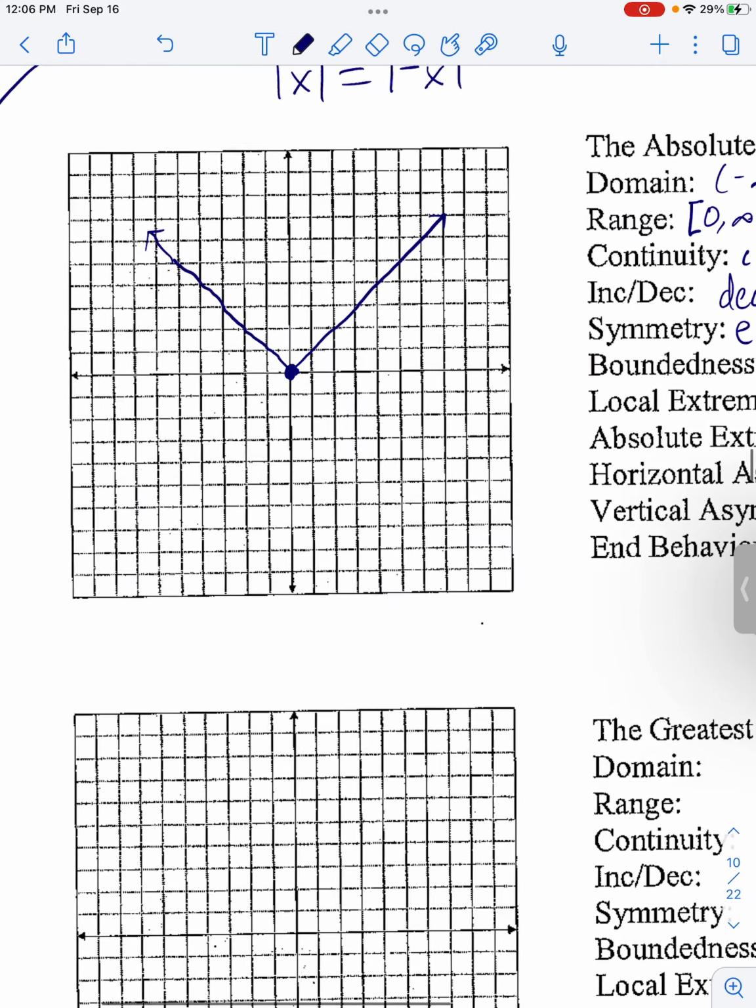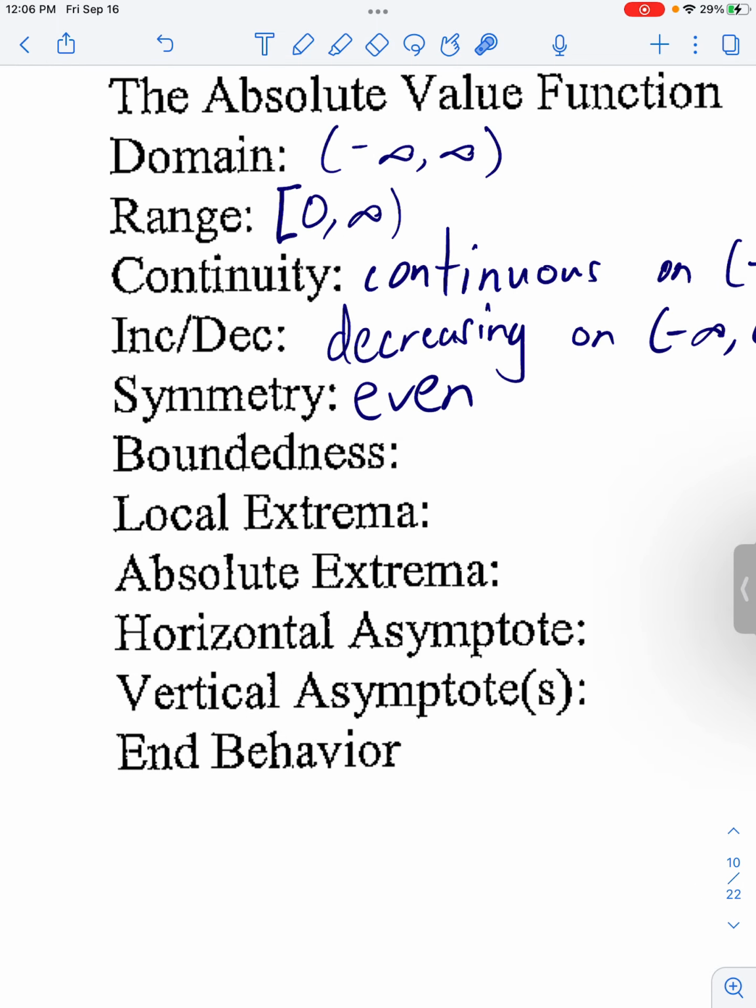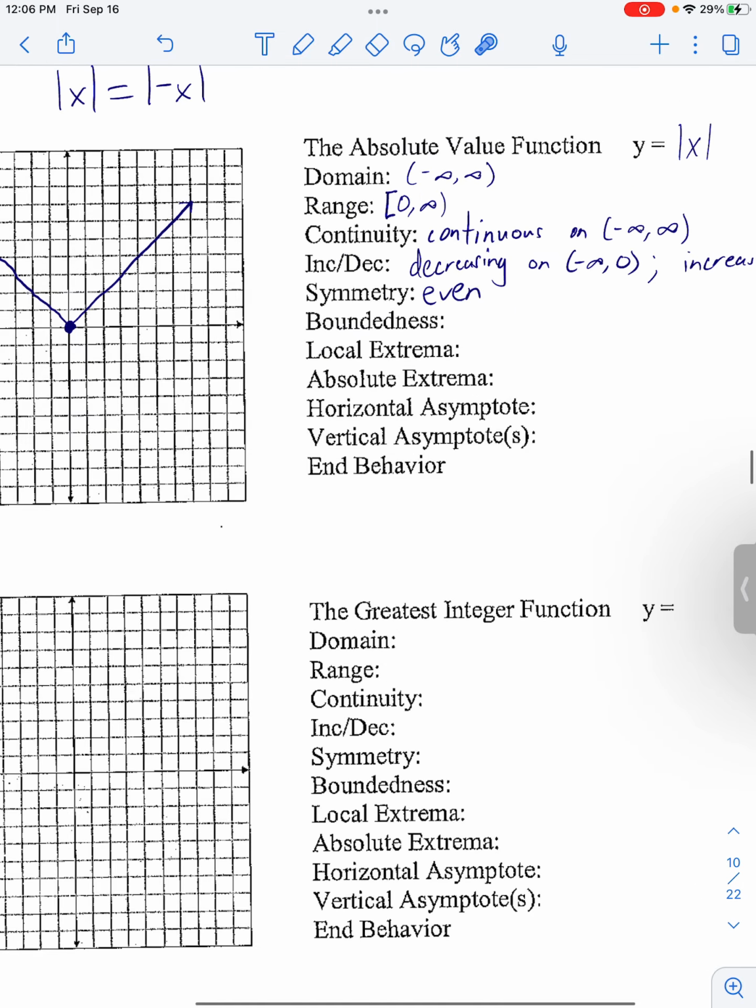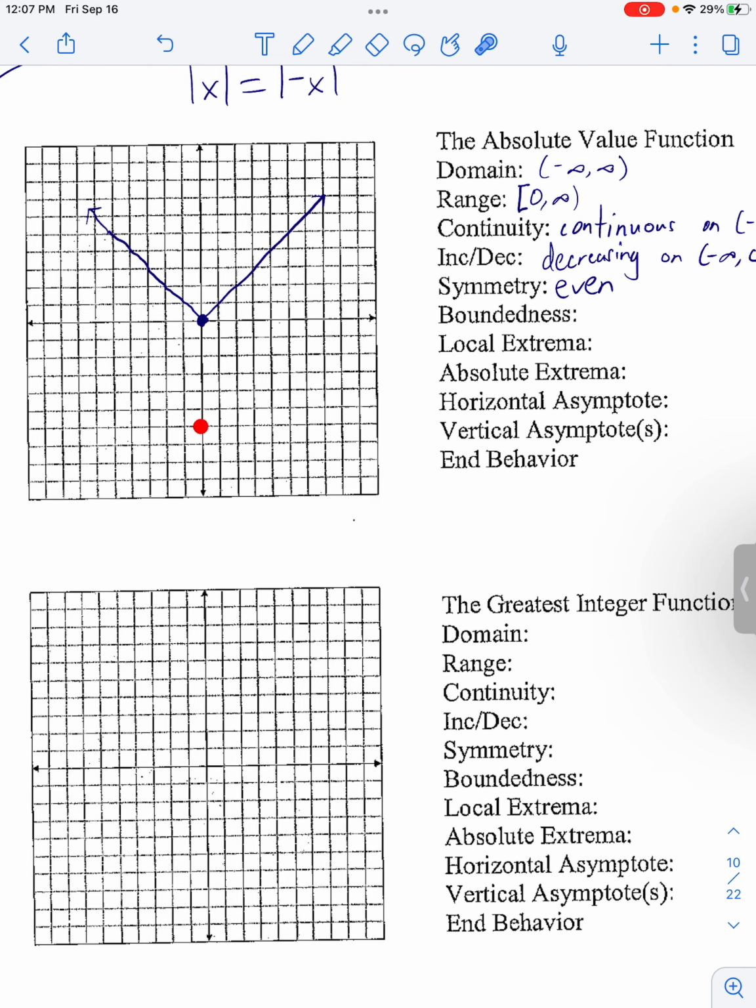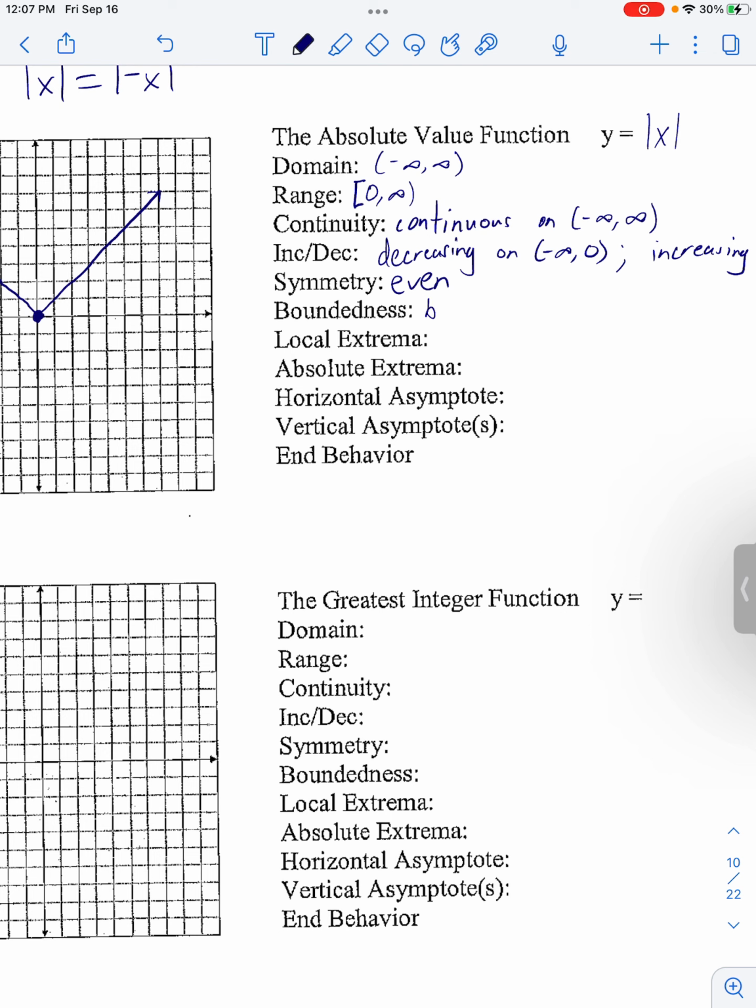Our boundedness: for boundedness above, my function is not bounded above. Why? Again, my y just keeps going on to infinity. We can look at the range here, actually. It's positive infinity, but I am bounded below because my y value never goes below 0. There's nothing down here, okay? So boundedness is bounded below.